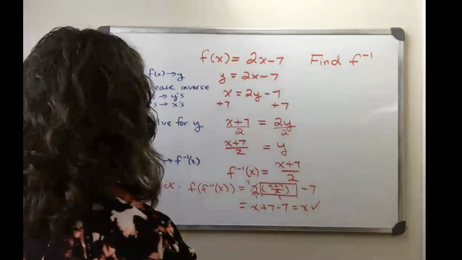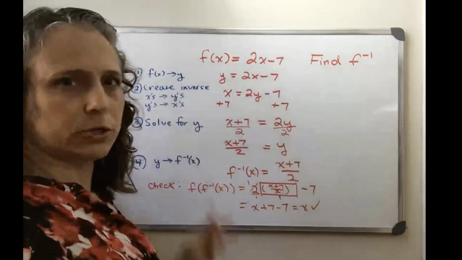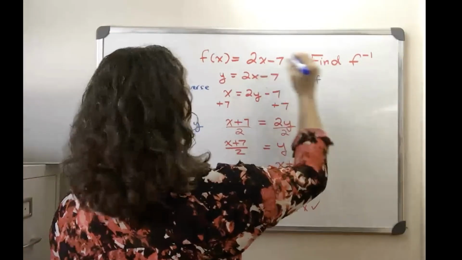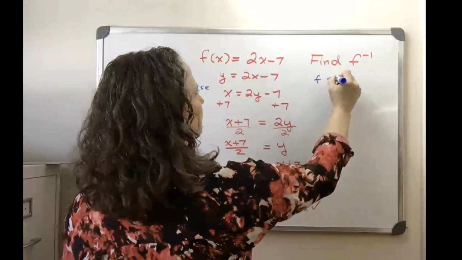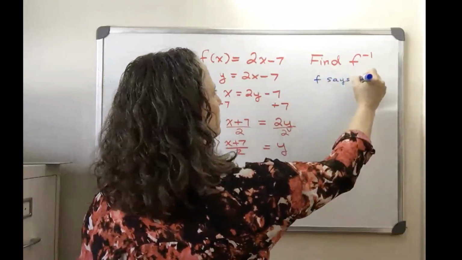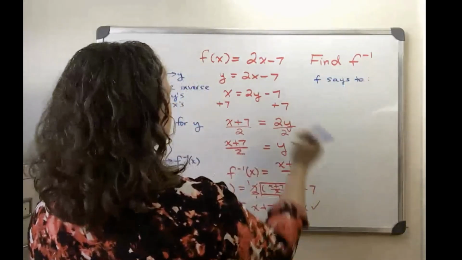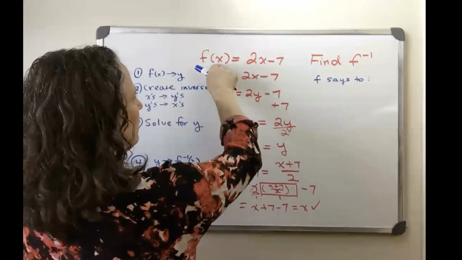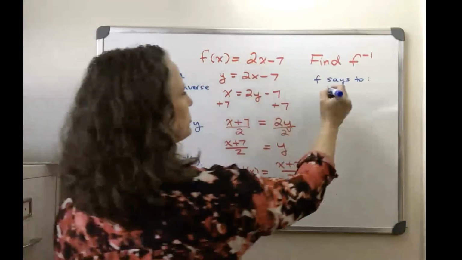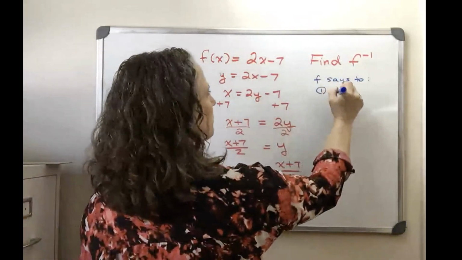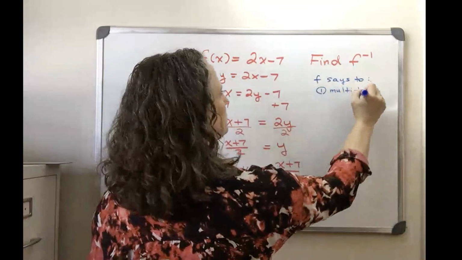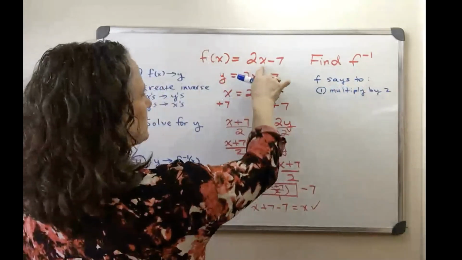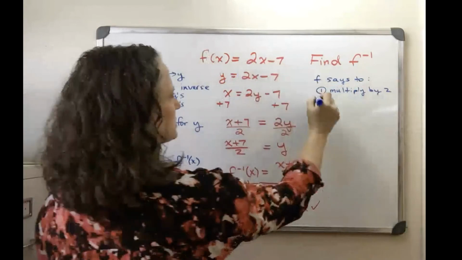So that's the brute force always works way. Here's a shortcut because it's a nice simple function. So f says to take your input and do things to it. So if I plugged a number in here for x, so let's say I plugged in 5, first thing I would do is multiply the 5 by 2. So multiply by 2. So in my example, 2 times 5 would be 10, and then I would subtract 7.